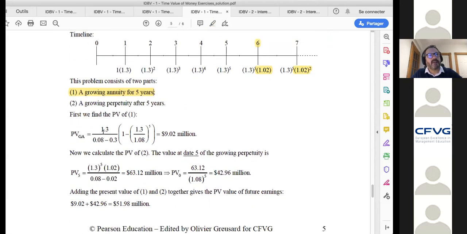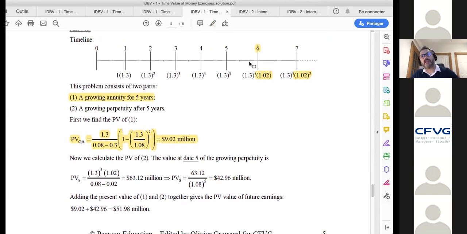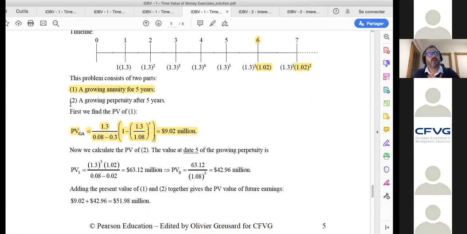We can calculate this growing annuity using the formula. That's the growing annuity formula that we have here. So that's the value of the growing annuity during 5 years, from year 1 to 5. That's why we get 5 years here. And now we calculate all the rest that goes from year 6 to infinity. Year 6 to infinity is going to be a growing perpetuity after 5 years.